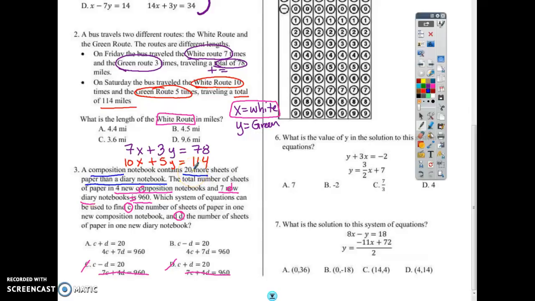Just because it says more, right? Just because the keyword, where is it? Contains more, doesn't mean it's plus. You have more of the compositions than of the diary. It's B. If you subtract the compositions and the diary, you have 20 more compositions. Okay? Again, the keyword more doesn't mean that you're adding. It's saying that you have more compositions than diary, not that you're adding the compositions and the diaries and it equals 20. Okay?